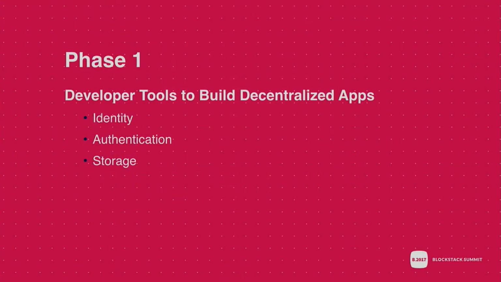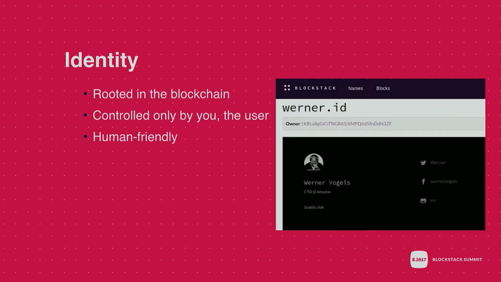So Ryan went over phase one, which is building developer tools to build decentralized applications. So this started with identity, authentication, and storage. So you have identity, which is rooted in the blockchain. Everyone has a global view of everyone else for the first time. And you own your own identity, so it's a self-sovereign identity. The other thing is it's human-friendly, human-readable. So I can have Patrick.id. Werner Vogels, the CTO of Amazon, has Werner.id.